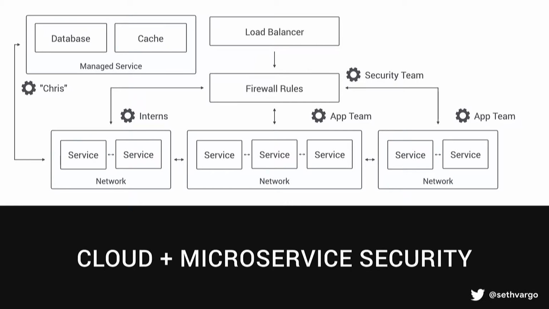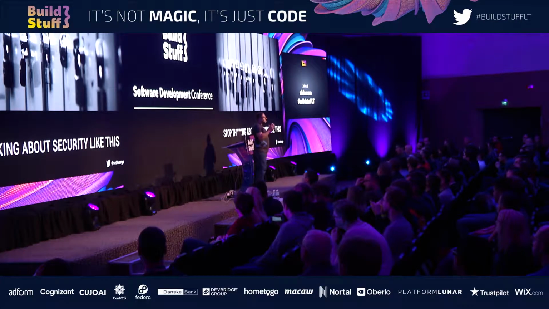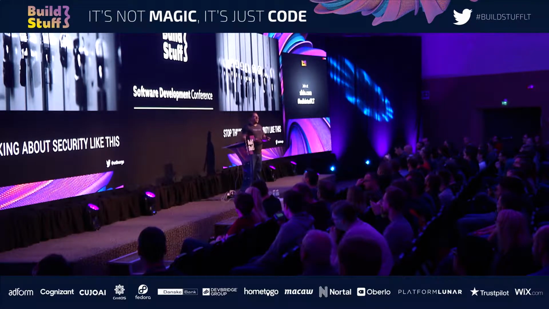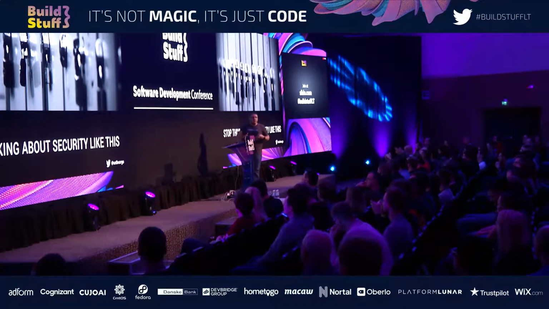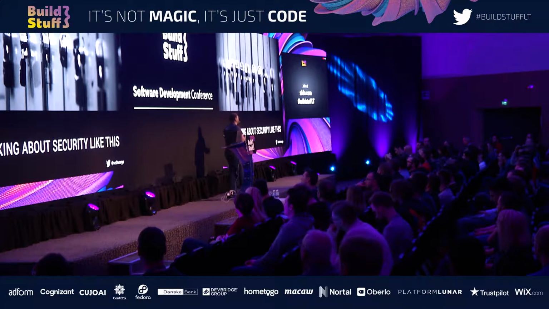It's not a binary operation. So we have to stop thinking about security as this thing that you put a padlock on. That's not how security works. You can't just say this is secure or this is insecure. Instead, we have to start thinking about things like probability and a range. How secure is this? What is the probability?